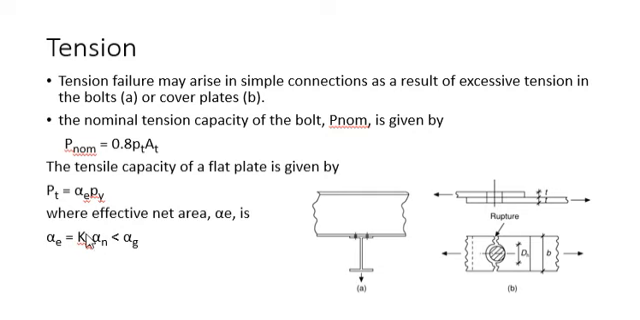Where K is a coefficient in the code, AN is the net area, and AG is the gross area of the plate. K is basically 1.2 for grade S275 steel, and we have other values given in the code for various types of steel grades.